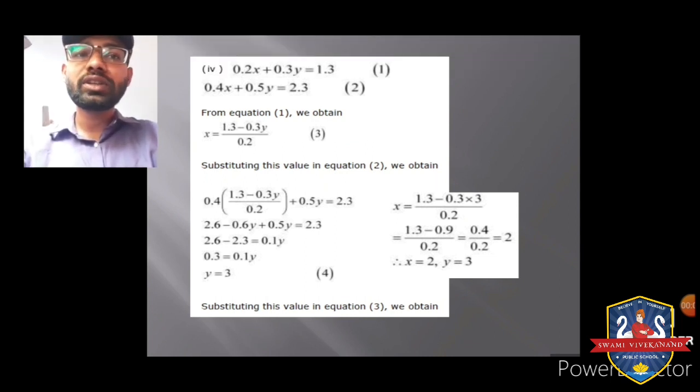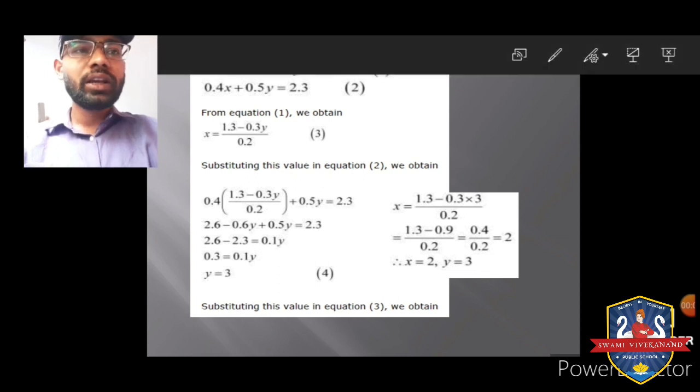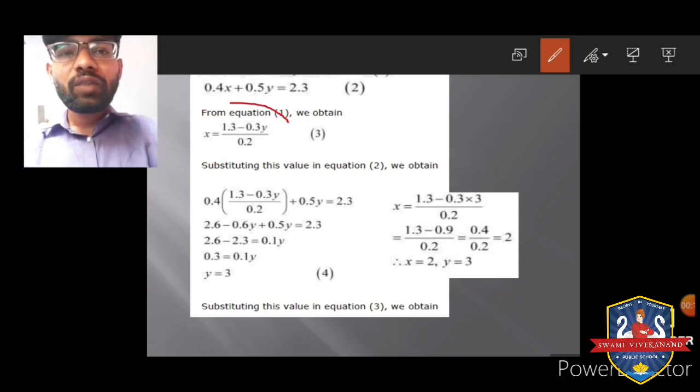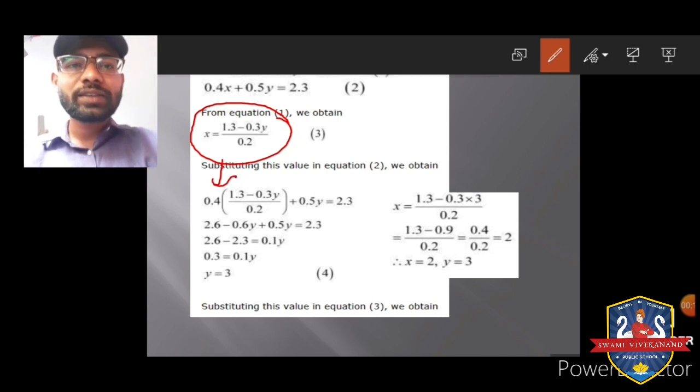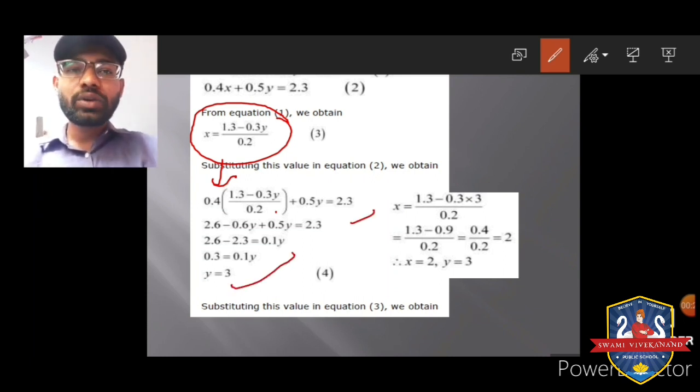0.2x plus 0.3y is equal to 1.3. It means that the coefficients of x and y are in decimals here. But our procedure is the same. We find x in terms of y and then substitute the value of x here. 0.4 as it is, x की value ये replace कर दी, plus 0.5y is equal to 2.3. On simplifying we get y is equal to 3.